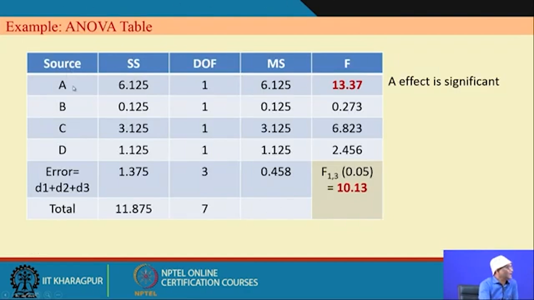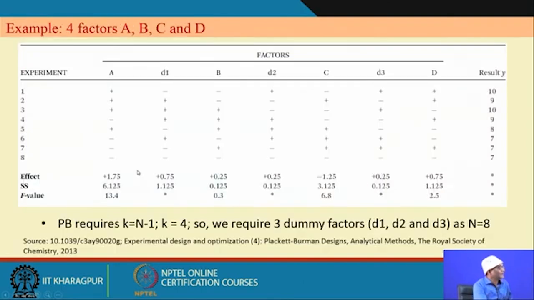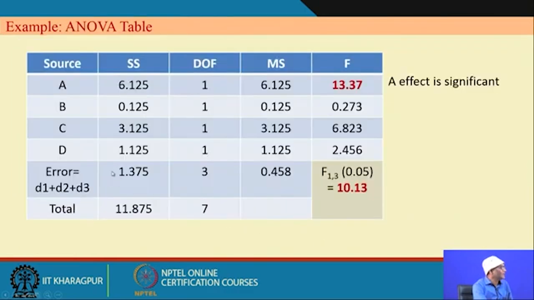You see the ANOVA table, we are interested in the main effects. The sources are the main effects only, A, B, C, D, with the SS we have computed written here, and for error, the SS of all the dummy factors. Dummy factor D1 SS is 1.125, D2 0.125 and D3 0.125. If you add them, 1.125 plus 0.125 plus 0.125, you will get 1.375. As every factor has 2 levels, the degrees of freedom available per factor is 1, but here error is equated to 3 dummy factors having 1 degree of freedom each. So, the total degrees of freedom available for error is 3.